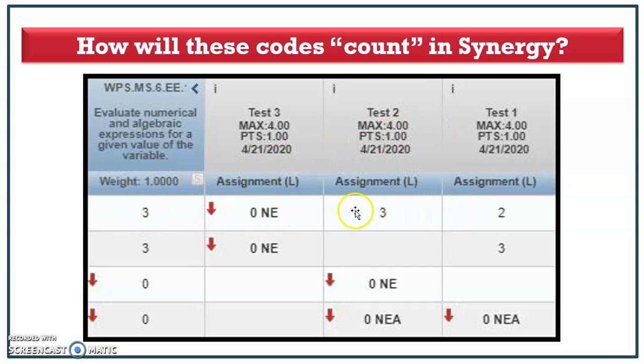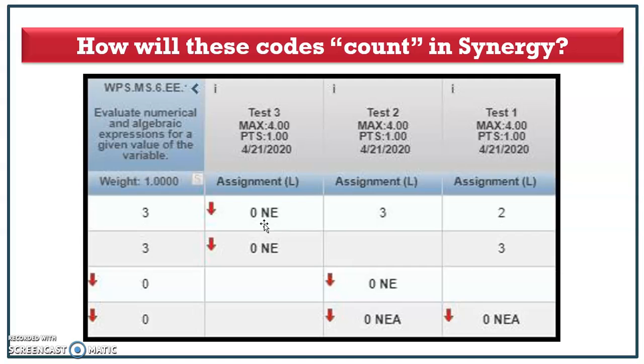Line 1, there are 3 pieces of evidence. First evidence, the student got a 2. Second, the student got a 3. The third was entered as an NE, no evidence, for whatever reason. You will see this 0 here. Because of how Synergy works, there will be a 0 associated with the NE or the NEA.